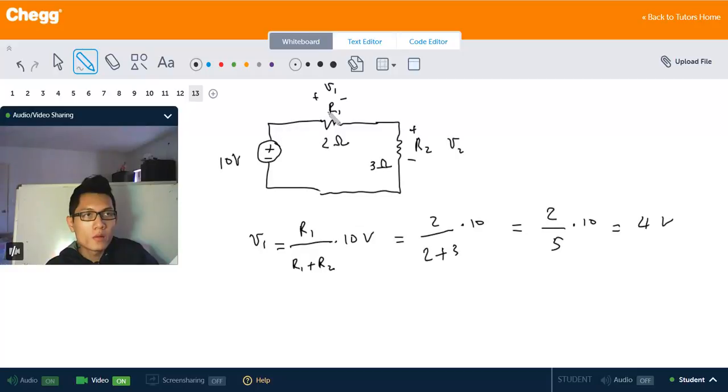And the voltage drop across the whole circuit has to be equal to 10 volts. So we know that V1 is 4 volts, so V2 has to be equal to 6 volts. So the total V has to be equal to V1 plus V2, which is 10 volts.